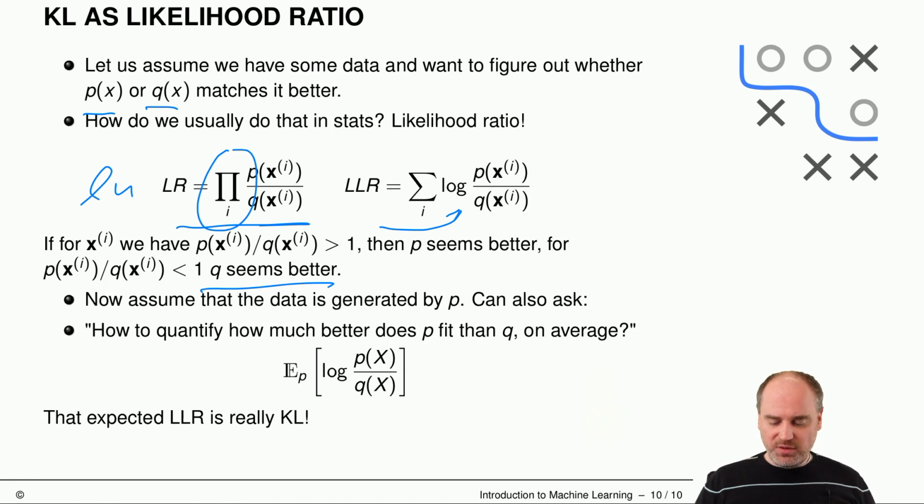Now, if we assume that data is actually generated by P, we can also ask, how can we quantify how much better P actually fits than Q on average? And the answer seems to be quite obviously this expected value of the likelihood ratio. But this expected value of the likelihood ratio that we are now computing, this formula is exactly Kullback-Leibler, and this is exactly our formula as we have introduced this before.